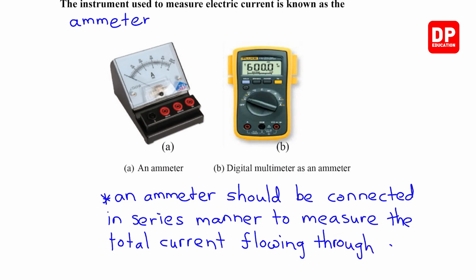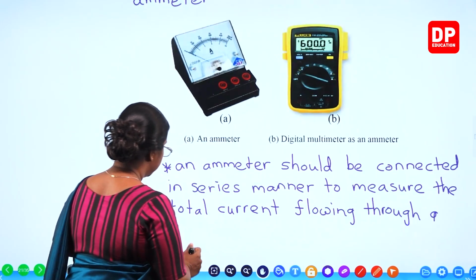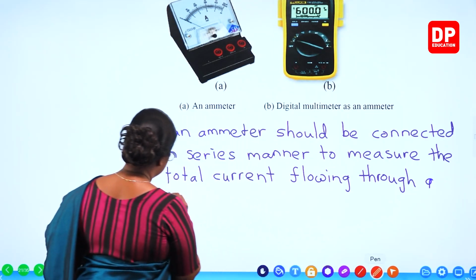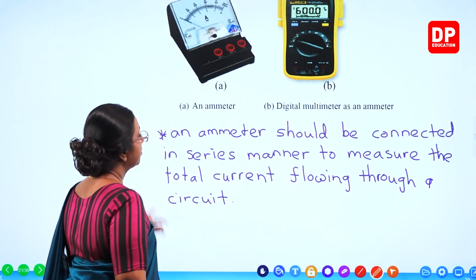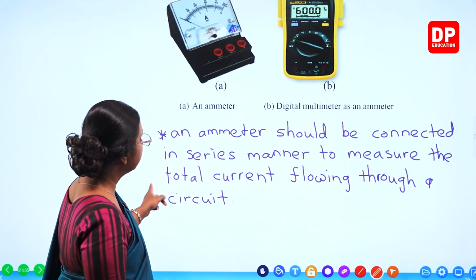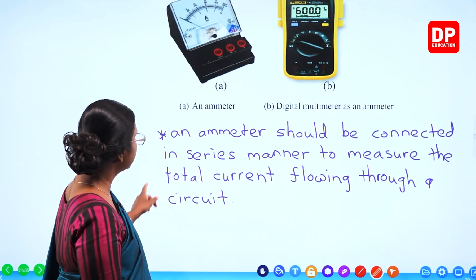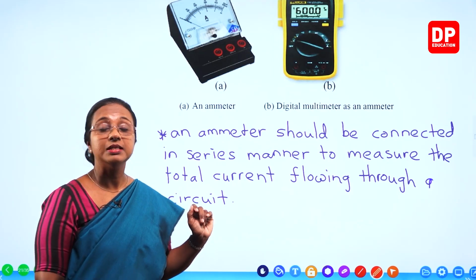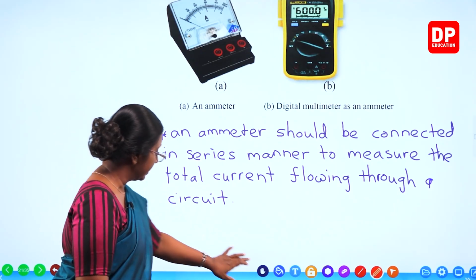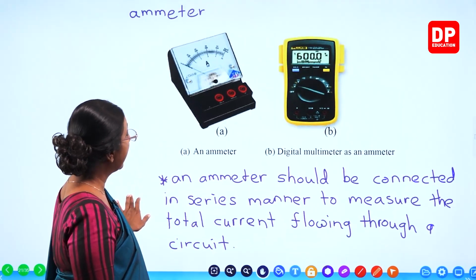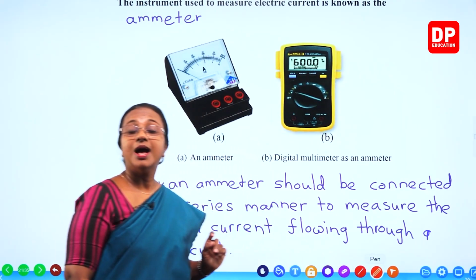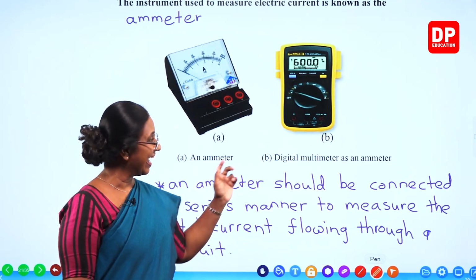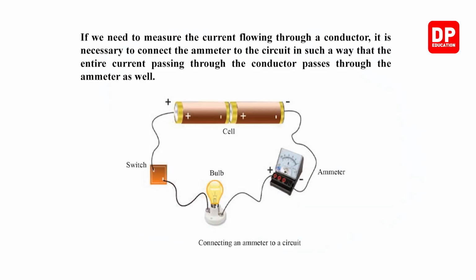Through a circuit. So an ammeter should be connected in series manner to measure the total current flowing through a circuit. So that is the introduction to ammeters, electric current. With that, students, I'm going to move on to the next slide and we will continue with the discussion.